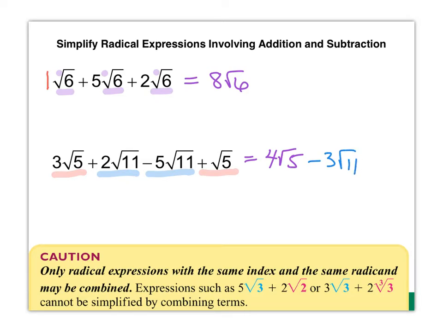So our final answer ends up being a binomial. We have two terms in this radical expression, 4 square root of 5 minus 3 square root of 11. Now again, caution, only radical expressions with the same index and the same radicand may be combined. Expressions such as 5 square root of 3 plus 2 square root of 2 cannot be combined because they don't have the same radicand, as well as the expression 3 square root of 3 plus 2 cubed root of 3 cannot be combined because the indexes are different.